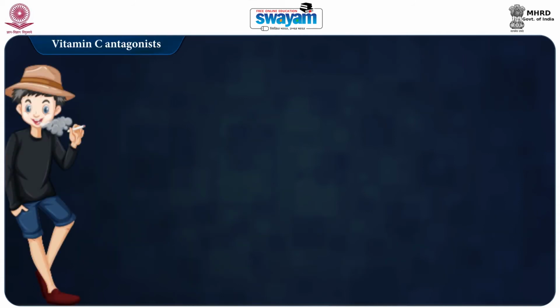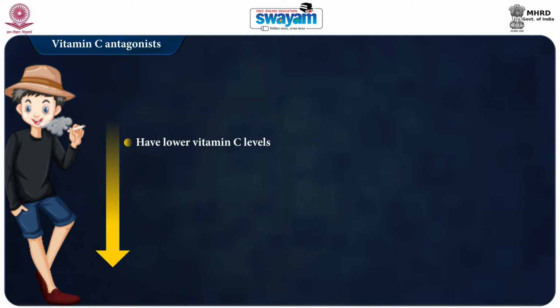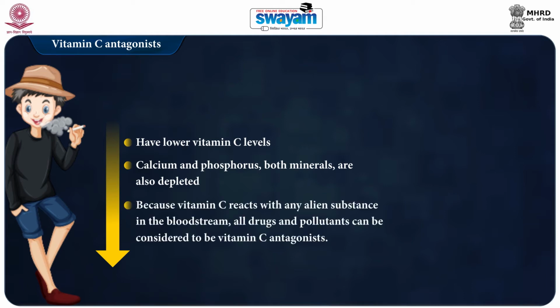Now, let us see the vitamin C antagonists. It is well known that cigarette smokers have lower vitamin C levels. Calcium and phosphorus, both minerals, are depleted in cigarette smokers. Because vitamin C reacts with any alien substance in the bloodstream, all drugs and pollutants can be considered to be vitamin C antagonists.